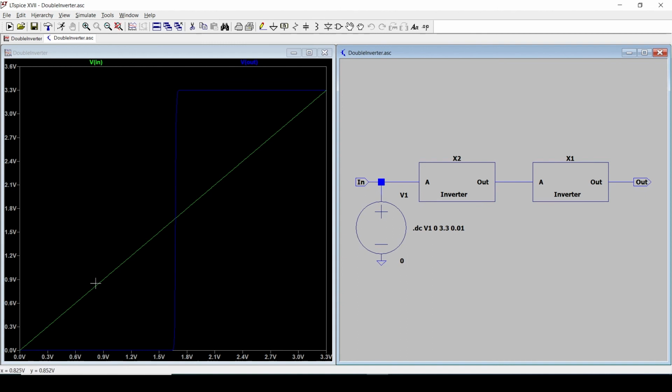We have two of them together, we get a buffer, and if the input is a logic 0, the output's a logic 0. If the input's a logic 1, the output's a logic 1, but we really tidy up the signal. So even if we have a fair bit of noise on the input, it still gets pulled down to a logic 0 or pulled up to a logic 1 with this very nice sharp transition here.